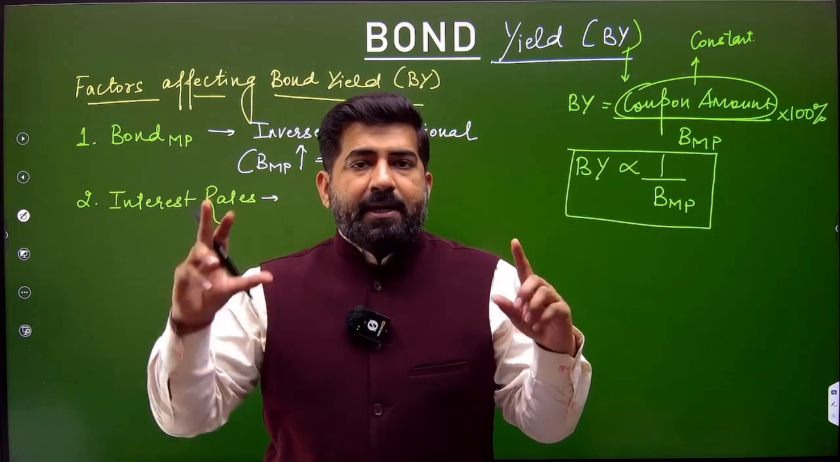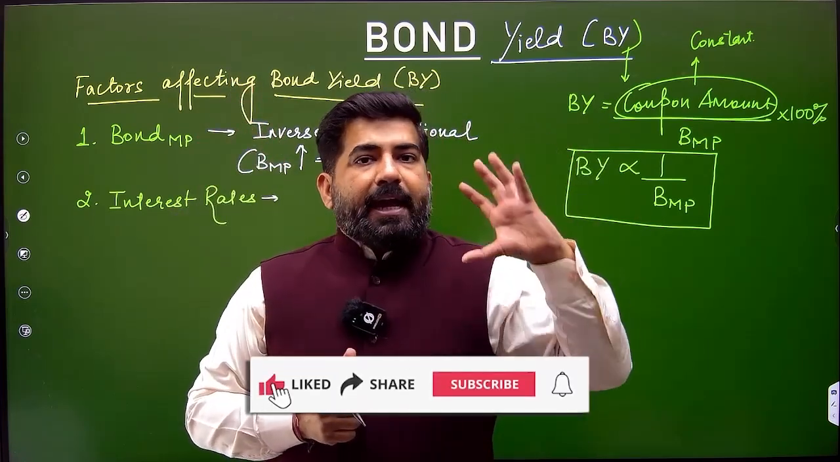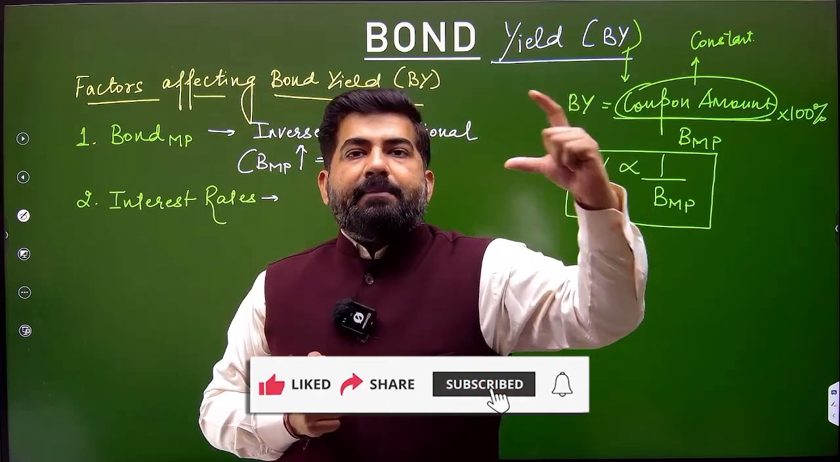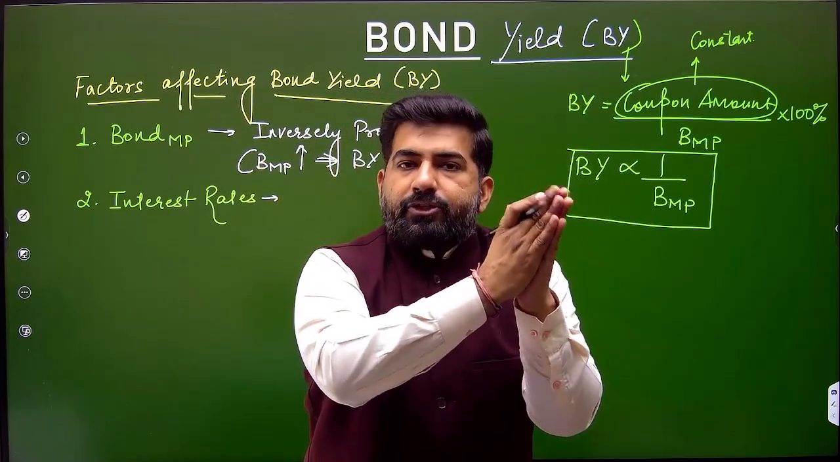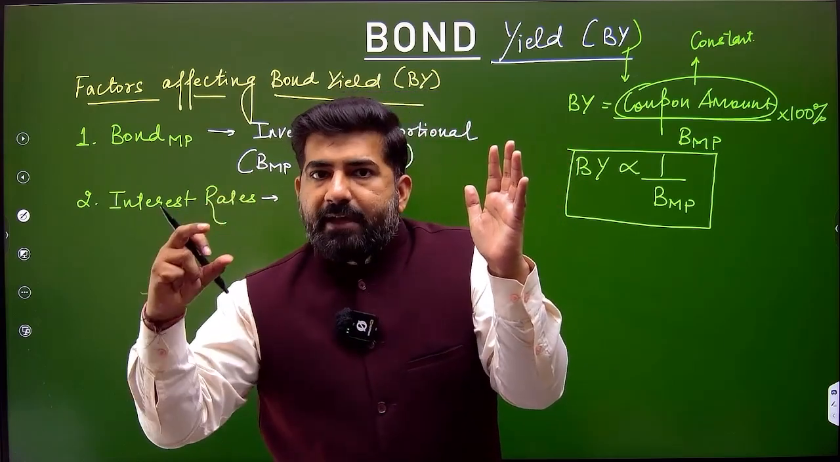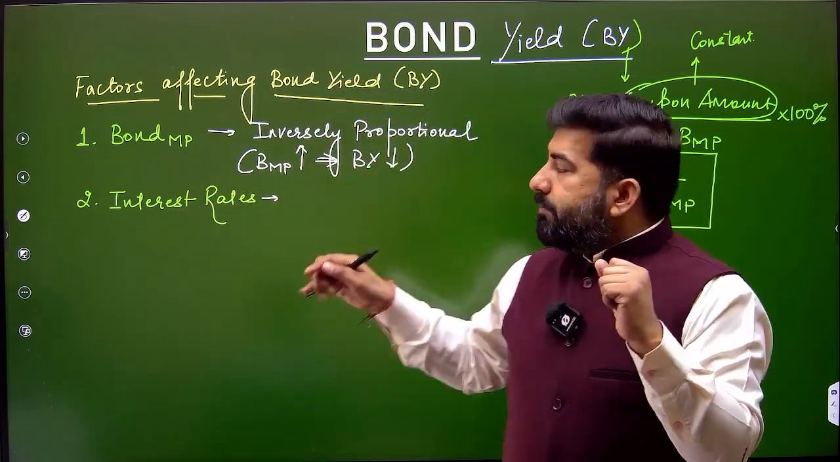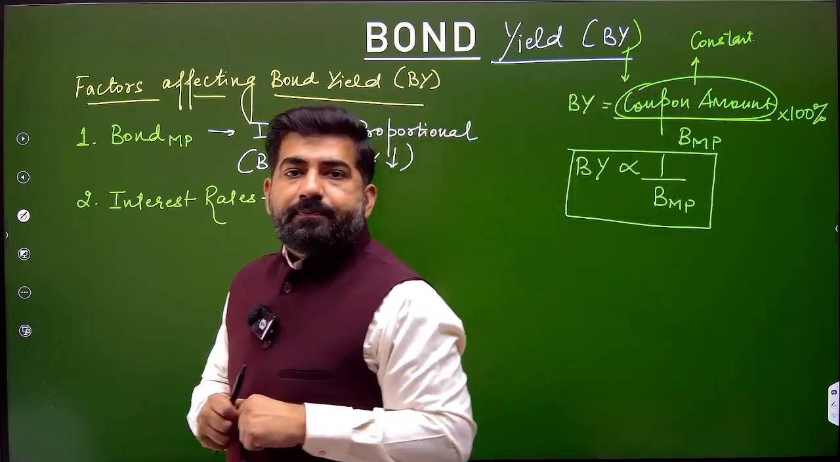So bond yield is increasing with the increase in interest rates. Because if the market determined interest rates are high, people like to invest in that rather than in safe securities. Thereby the demand for bonds will come down, bond market price will come down, and bond yield will go up.